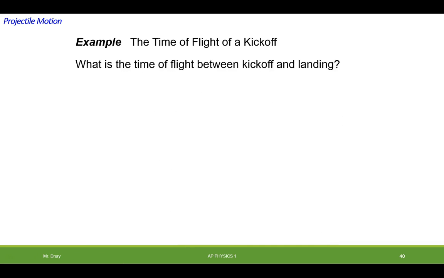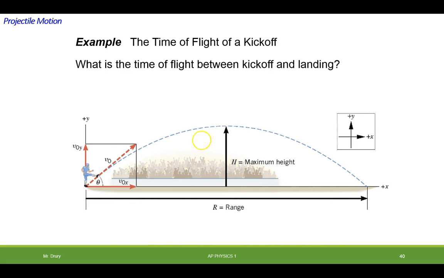What is the time of flight between kickoff and landing? All right, so now we're looking at our picture again. We know that it takes half the time to go up and half the time to go down. We can do this a couple of different ways. We know the final velocity on top. We know the initial velocity down here in the y direction. We can use v final is equal to v initial plus at, solve for t, and then double it. Or we can take the idea that if this is the initial velocity in the y of 14 meters per second, when it gets down to here, it should be negative 14. So there's a couple different ways we can do it.